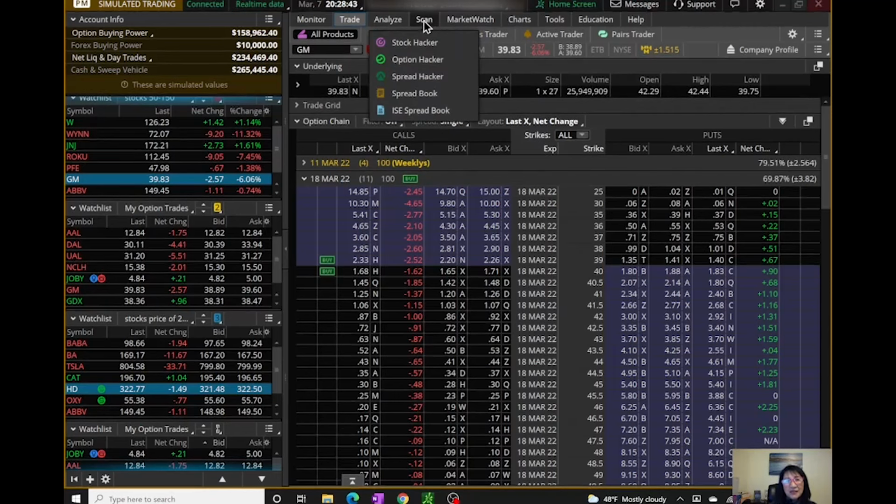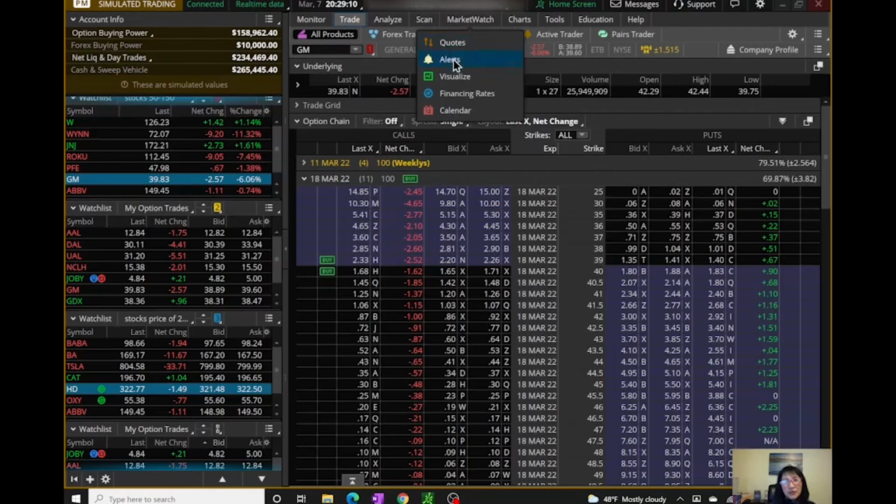And then there's Market Watch. You could scan the Stock Hacker right there. You could just hover over this Scan, and then you could do all these different things, right? You could do the Stock Hacker, Option Hacker, Spread Book, ISC Spread Book. I don't really use too much of this scanning area. Once in a while I do. But Market Watch, you could find out the quotes for the companies. There's alerts, and you could visualize, and financing rates or a calendar.